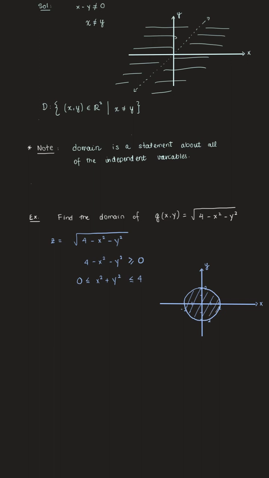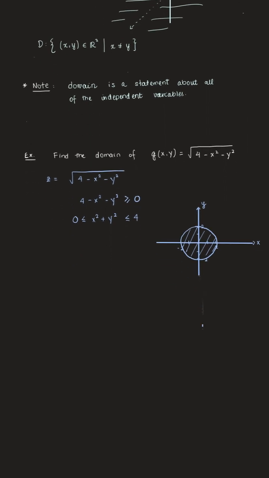So if we write our domain using set builder notation, we can specify that we need points x, y. These are in our xy plane in R2 such that 0 is less than or equal to x squared plus y squared, which is less than or equal to 4. And there's our domain that says something about every independent variable.